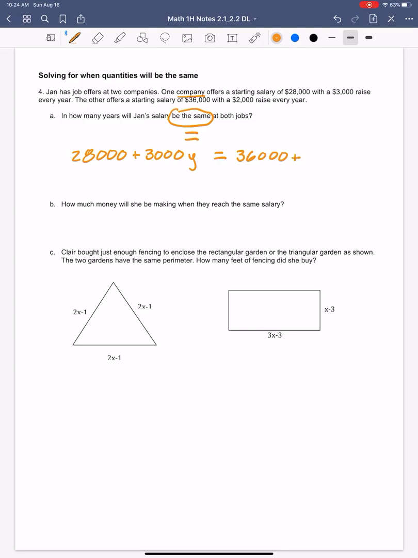plus 2,000 every year. Okay. And so we end up with this equation here, right? And now I need to get y by itself. So what I'm going to do is subtract 2,000y from over here. Subtract it from both sides. Okay. And I'm also going to move this 28,000 to the other side. So subtract 28,000 here.